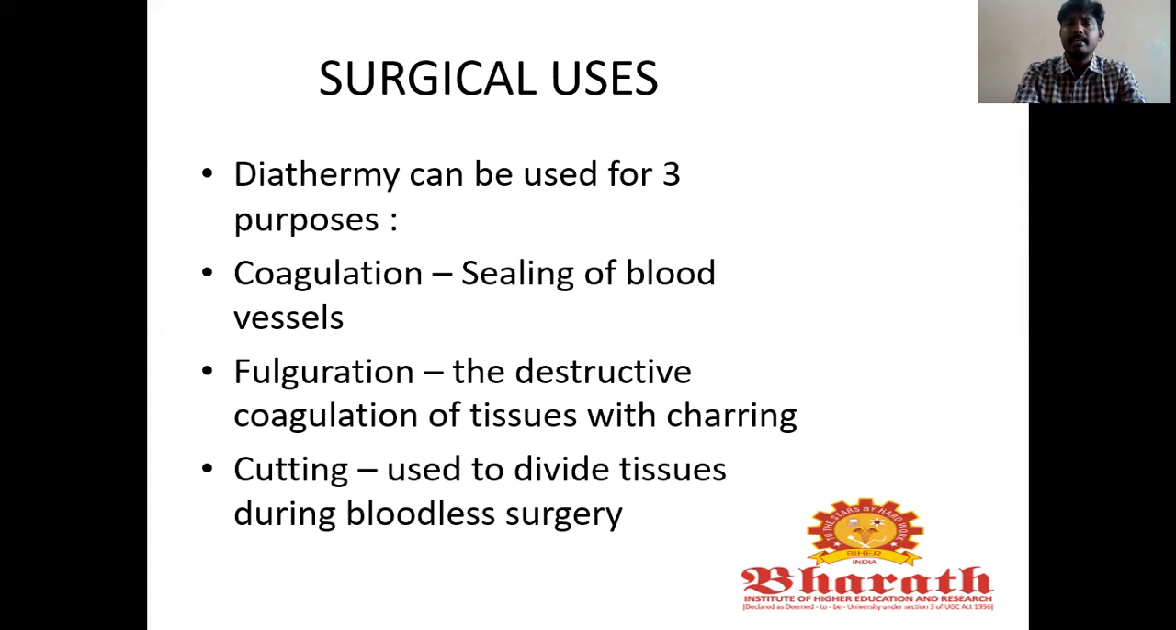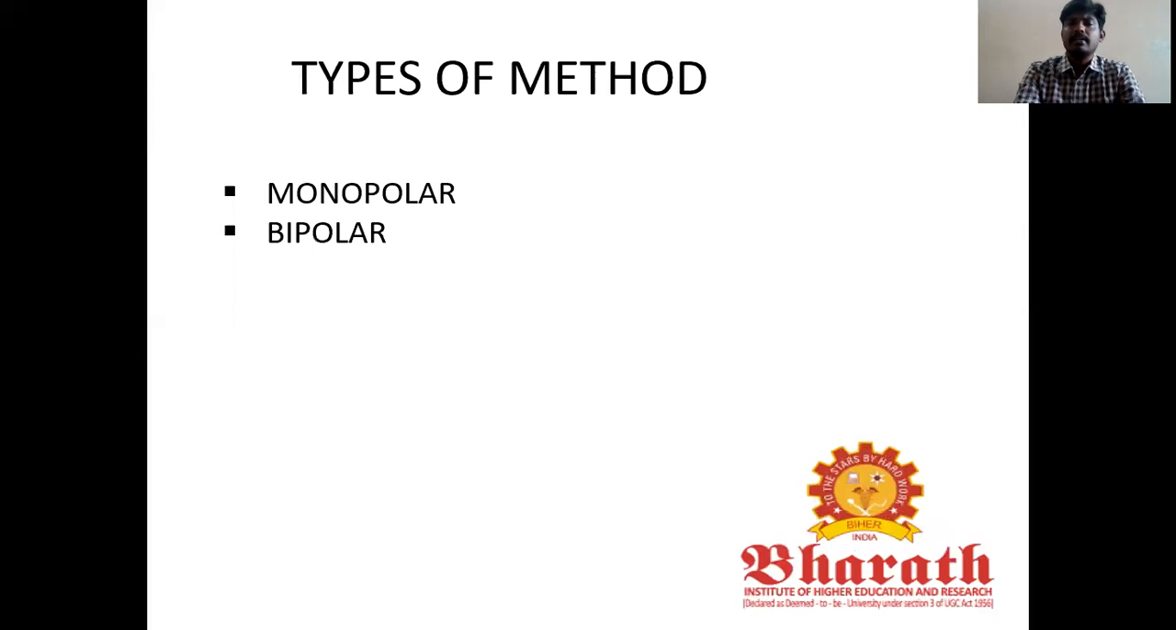The main thing is that without blood loss during surgery, a particular type of surgical diathermy machine can be used. At the minimum level of cutting, it is used to divide tissues during bloodless surgery. This method comes in two types. One is monopolar, second one is bipolar. We can see one by one what is the meaning of the monopolar method and the bipolar method.